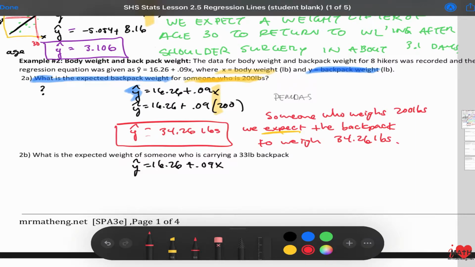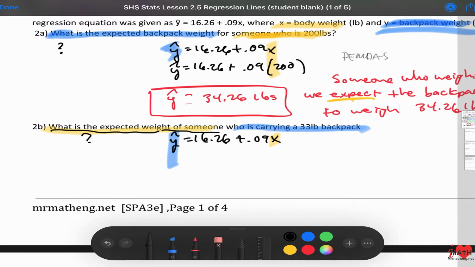Let's try the next one. So, the question is, what is the expected weight of someone? Is that yellow or blue? That'll be the yellow. This one's going to be the unknown, who's carrying a 33-pound backpack. So the backpack is the y variable, which is y hat. So that's where I'm going to put it. So I have here 33 equals 16.26 plus 0.09x.